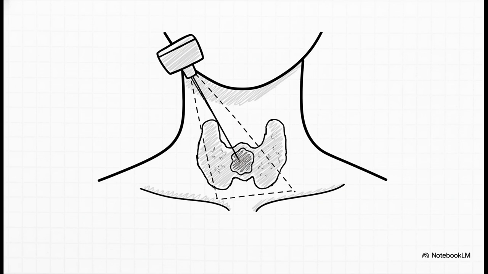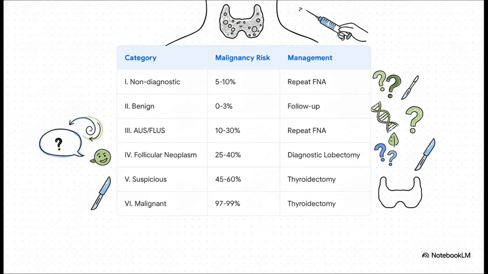With those high-risk features on the ultrasound, the next step has to be a fine needle aspiration, or FNA, to get some cells for the pathologist. Ideally, this should be done under ultrasound guidance to make sure we're sampling the right spot. And the results of that FNA are reported using the Bethesda system, which is just absolutely essential for figuring out what to do next. Let's run through it.